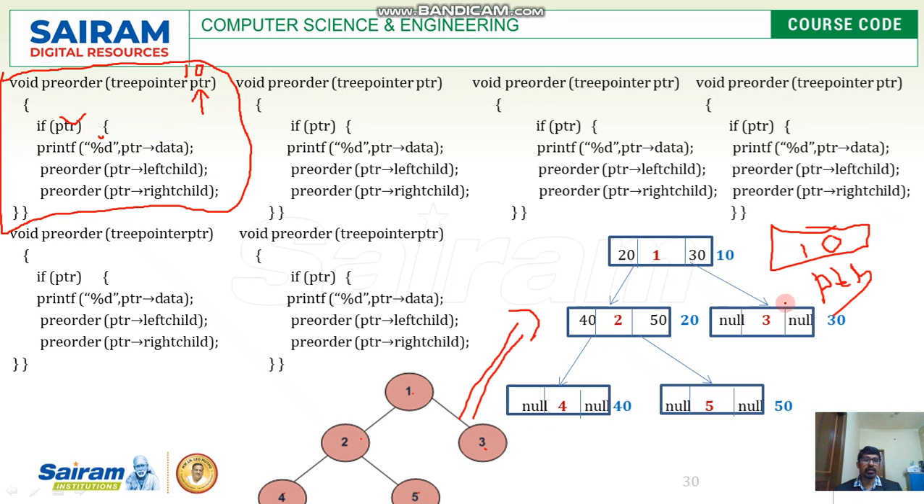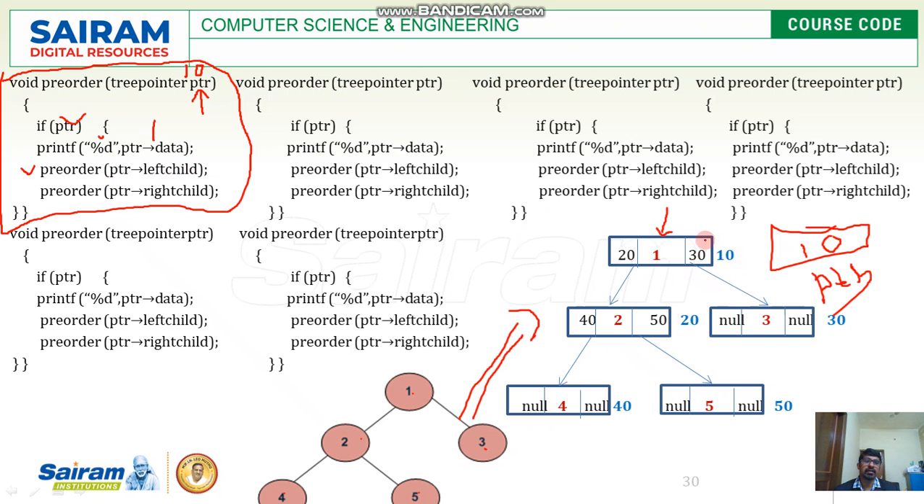Look at this. What is your PTR? PTR is the address of the first node. And for the first node, what is the data? Data is going to be 1. So you are going to print, or visit, the first node. Once it is done, you are going to call the same function with PTR left child.